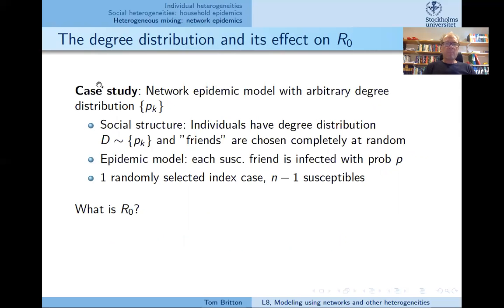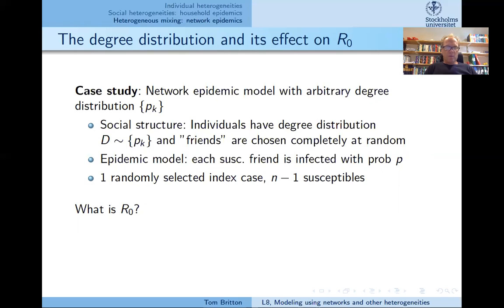Instead I will give one case study for this situation, and it's a fairly important case study. This is where all you know about the underlying social network is the degree distribution. So you know what fraction of the community has 0 friends, what fraction has 1 friend, what fraction has 2 friends, and so on. And that is all you know. So you treat the rest of the network as completely random. Besides knowing the degree distribution, you assume that people mix uniformly. And you have this infectious disease model where you infect each susceptible friend independently with probability P. You start off with one randomly selected index case, and the rest of the community are susceptible.